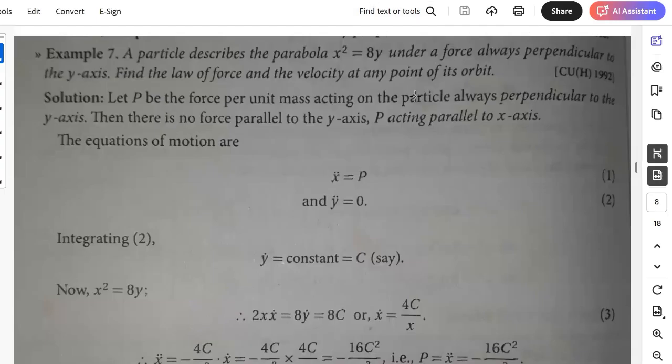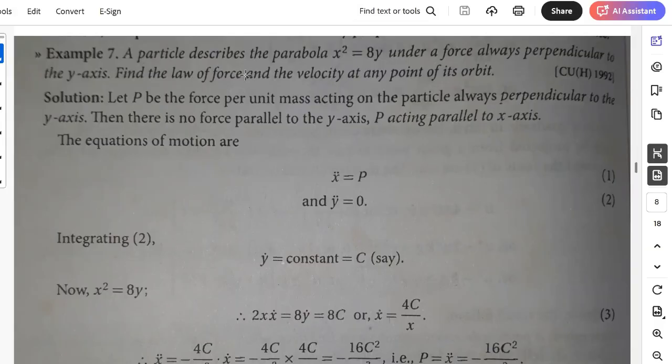Okay, so let's see this problem. Here the trajectory is given. We need to find out the law of the force. So a particle describes the parabola, this one, under a force which is always perpendicular to the y-axis. Our question is to find out the law of force, and the second part, the velocity at any point of its orbit. Okay, so first let us concentrate on the first part.